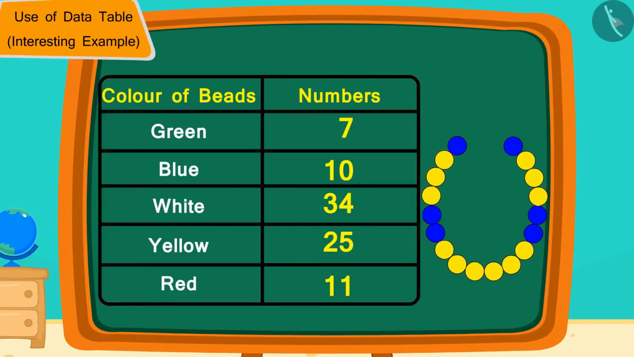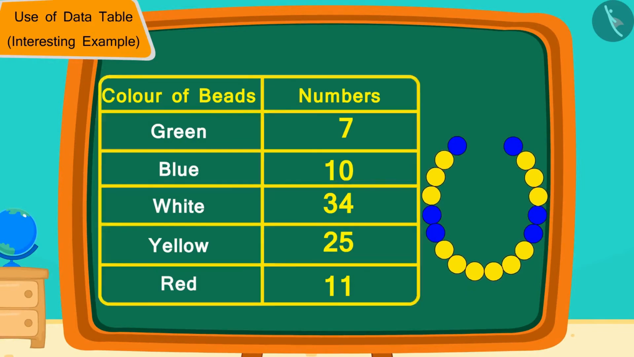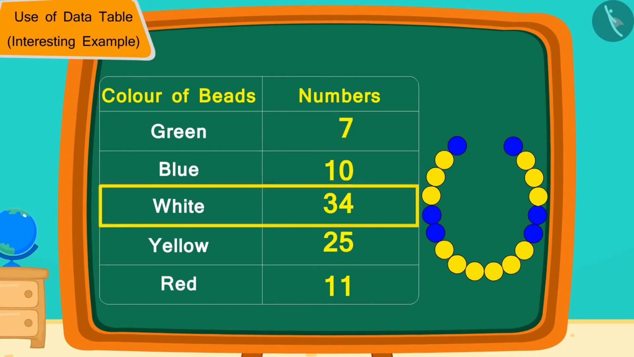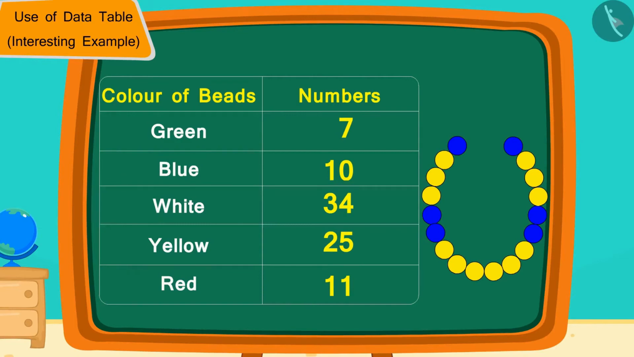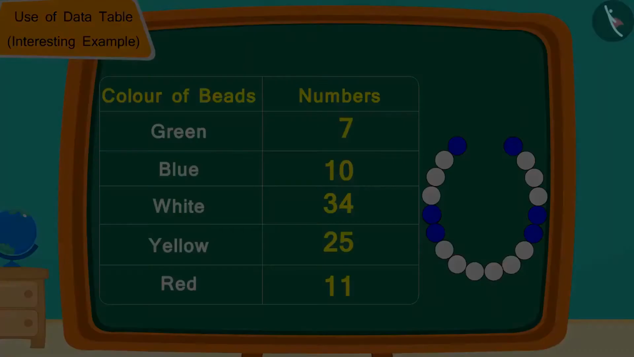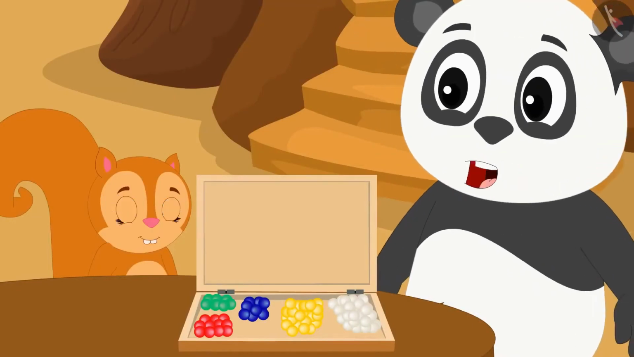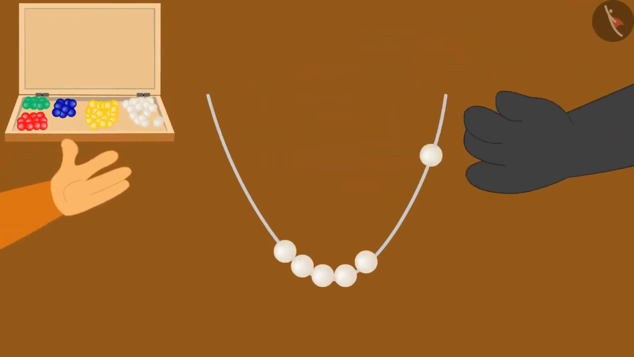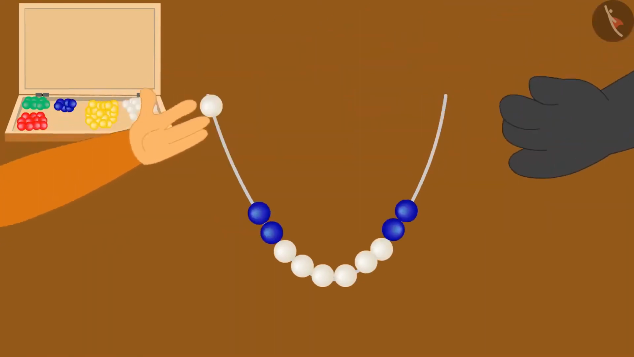We can see in the table that only 34 is more than 12, which is the number of white colored beads. Therefore, to make the necklace, Chanda can also use white colored beads instead of yellow colored beads. Chanda liked Golu's suggestion very much. Now, Chanda and Golu together made a necklace of white and blue beads for Uncle.